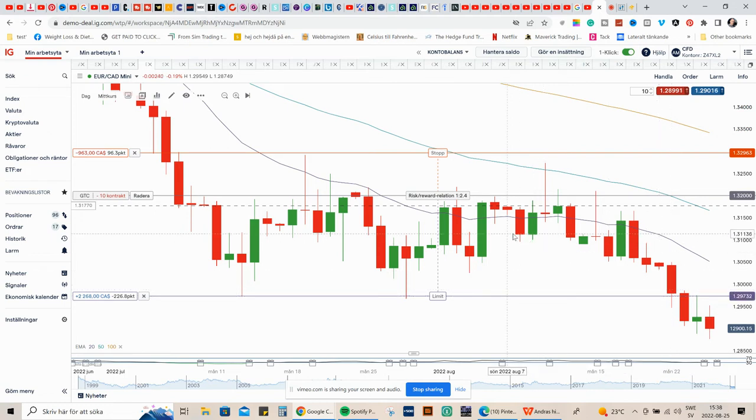And the risk reward ratio is 2.4. So I strived to reach a profit that is 2.4 times my risk. So my risk was 963 Canadian dollars, and 2.5 times that is approximately 2,268 Canadian dollars. And why did I choose a 2.4 ratio now? Why not 2.5 or 3?